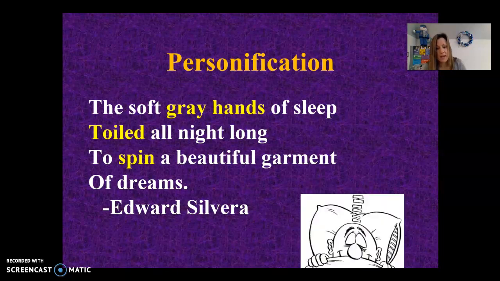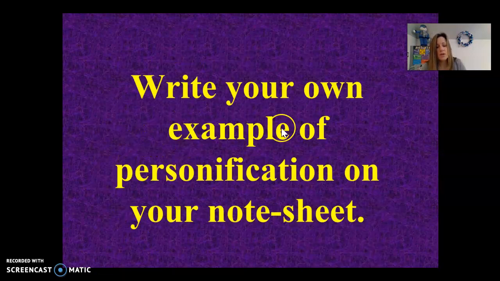The soft gray hands of sleep toiled all night long to spin a beautiful garment of dreams. So this is an entire poem, and I highlighted gray hands because here they're personifying the gray hands, saying that they're toiling and working and spinning, okay? Hands can't really work and spin. People can. So write your own example of personification on your note sheet or use another one of the examples that was in the slides that I just showed you.